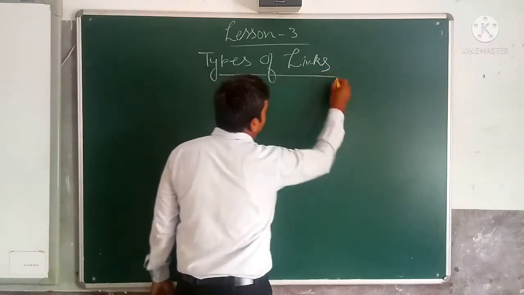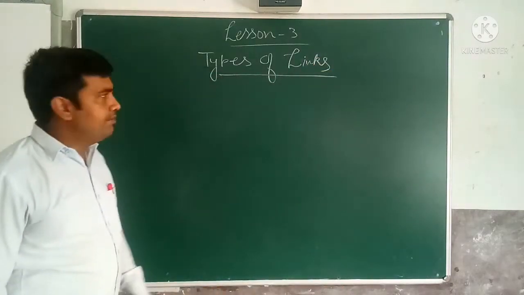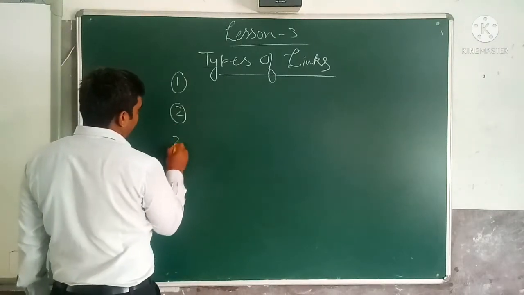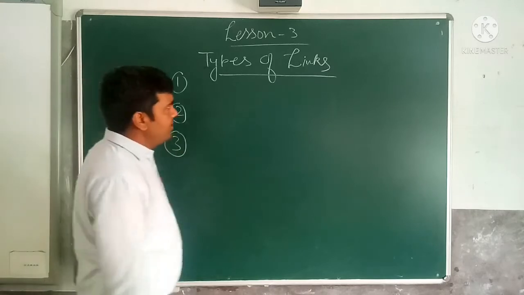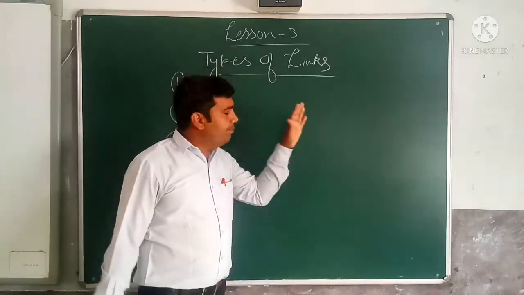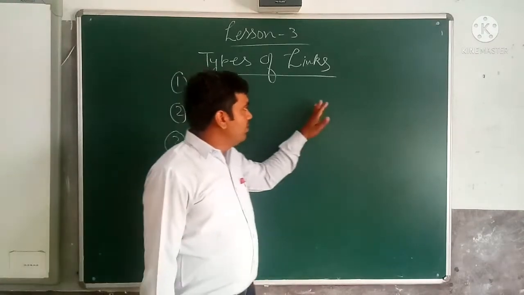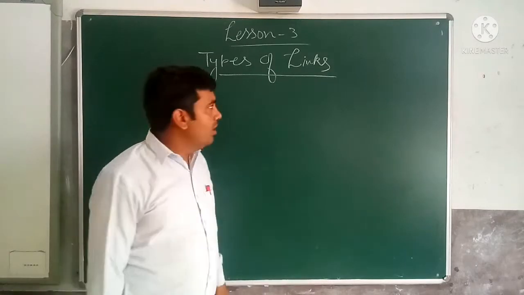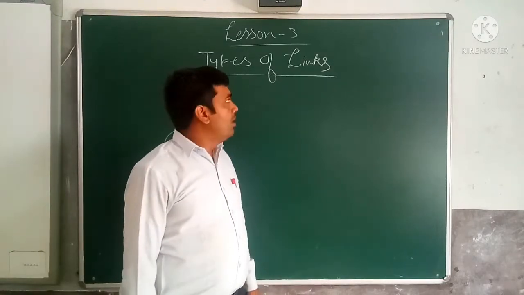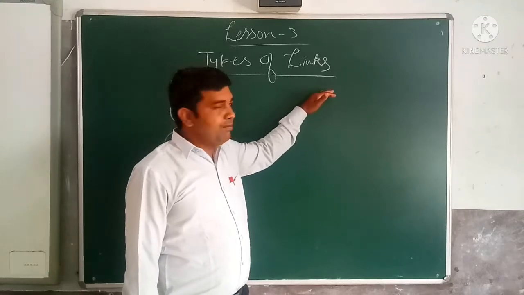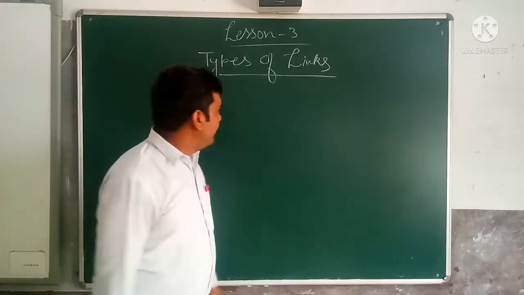So there are three types of link in HTML. How many types of link are there? Three types of link. And what is this hyperlink? Link is the hyperlink. This hyperlink helps us to jump from one web page to another web page, or also to jump from one portion of the same web page to another portion.